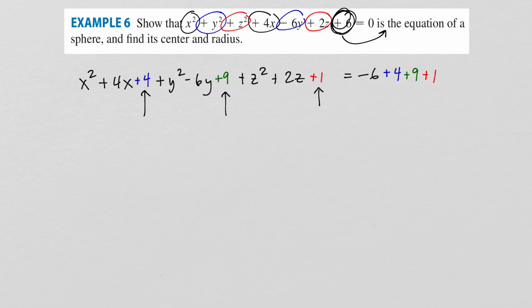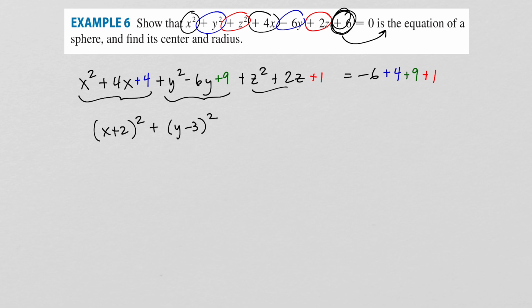And the reason we do this now is because each one of these can be factored. This can be factored into (x plus 2) quantity squared. This one becomes (y minus 3) quantity squared. And this one becomes (z plus 1) quantity squared. And on the other side, we're just going to add all these up. And when you do that, you should get 8.